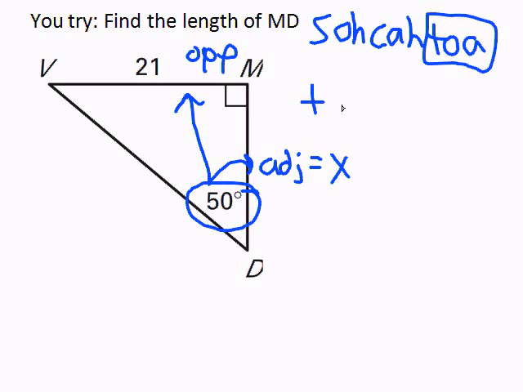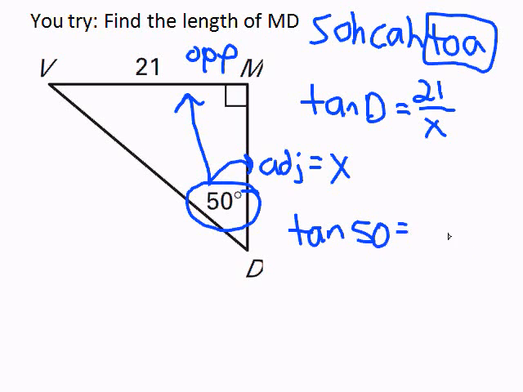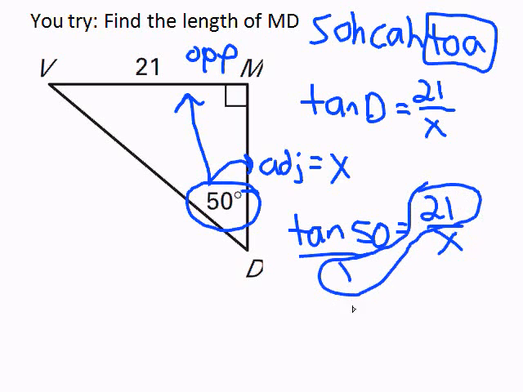So we're going to use tangent of the angle, so tangent of D is equal to the opposite side, 21, over the adjacent side we don't know, which is x. So the tangent of 50 is going to be equal to 21 over x. In order to solve for x, we make a proportion. We multiply the two that we have that are across from each other, the 21 and the 1. And then we divide by tan 50.